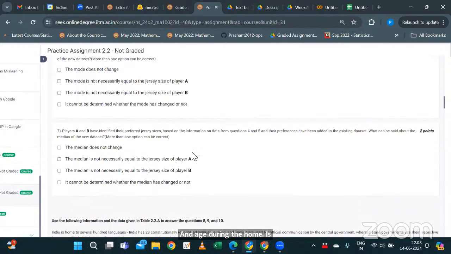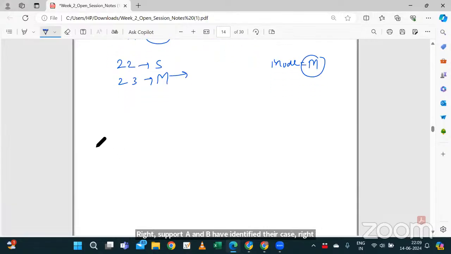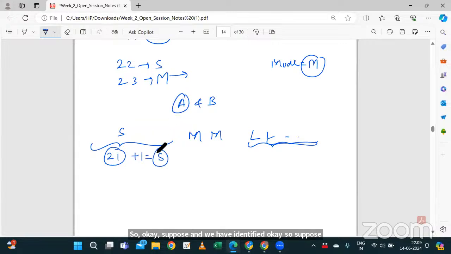Now, if you come to the seventh question, players A and B have identified their preferred jersey size. What can we say about the median of the new data set? Suppose A and B have identified their case. Suppose I have 21 S initially, and suppose this is M and M, and this is large and large, something like that. Suppose A has identified S, and suppose this is the mode. And suppose B identified the median. This will be the median.